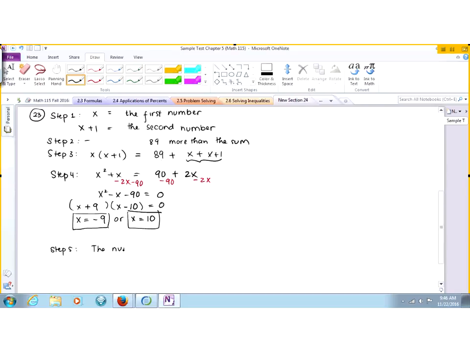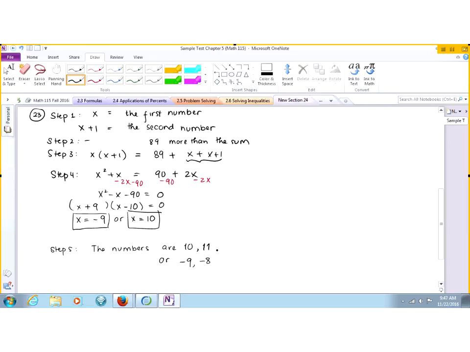So step 5. What are the numbers? 10 and 11, or what? No. Negative 9. Well, your answer is negative 9. And what's the other one? Negative 8. Right? Okay. So 10 and 11, or negative 9 and negative 8.